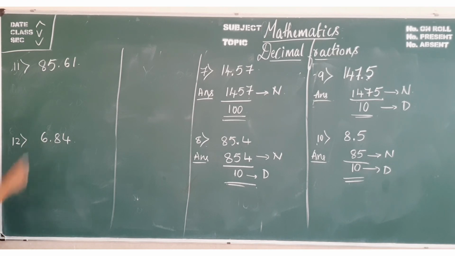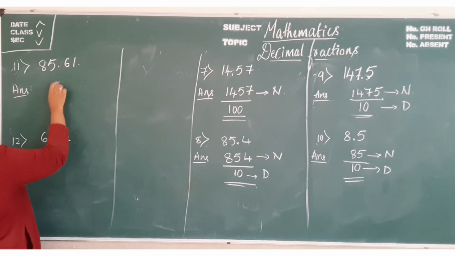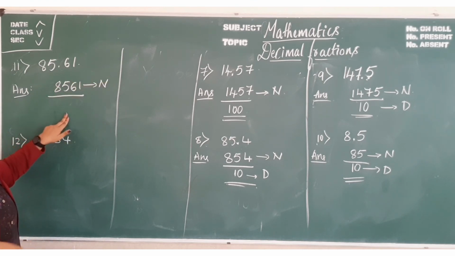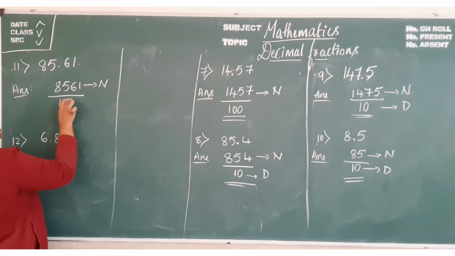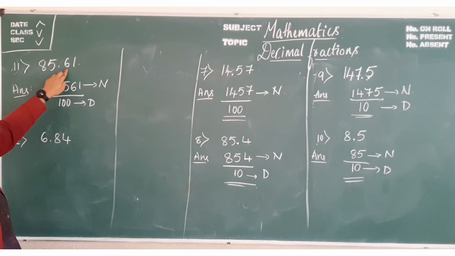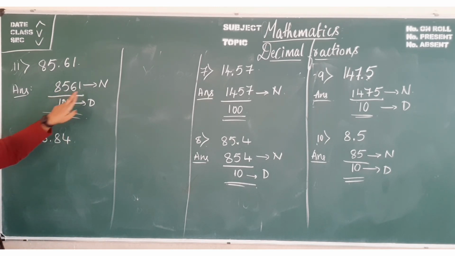What is the numerator for the 11th one? Very good. 8561. I wrote the given number without the decimal point, so that will be my numerator. So what is the denominator? 100. Very good. So we count the number of digits after the decimal point. So 1, 2. So we write 1 followed by 2 zeros, which is nothing but 100. So 8561 divided by 100 is your answer.